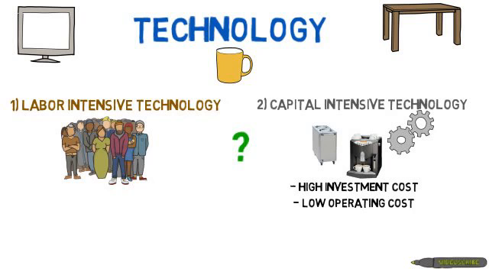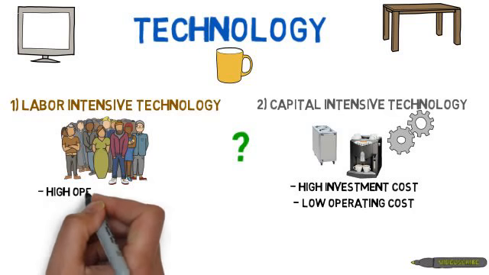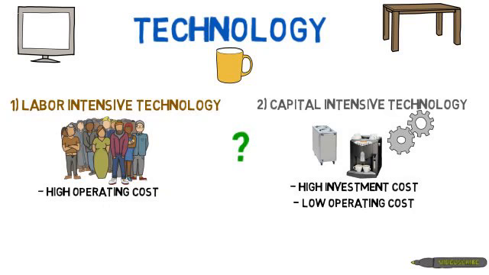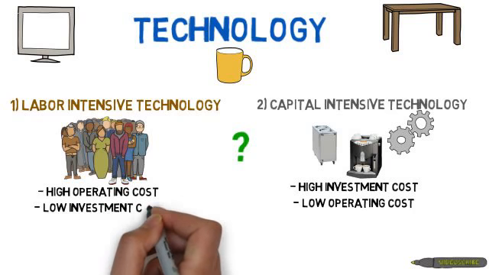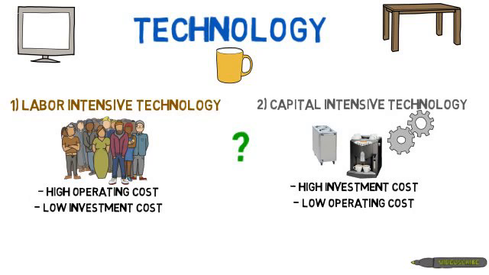Now, if you decide to choose the labor-intensive technology and rely more on the human resources, the main disadvantage is that you will have to bear huge operating costs to pay for these employee salaries and benefits. But you will save a lot in terms of the initial investment cost. You will save money by not having to buy the machines and equipment much.